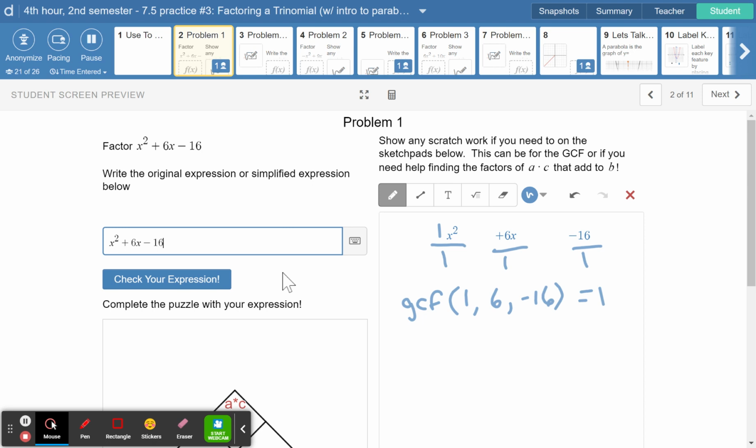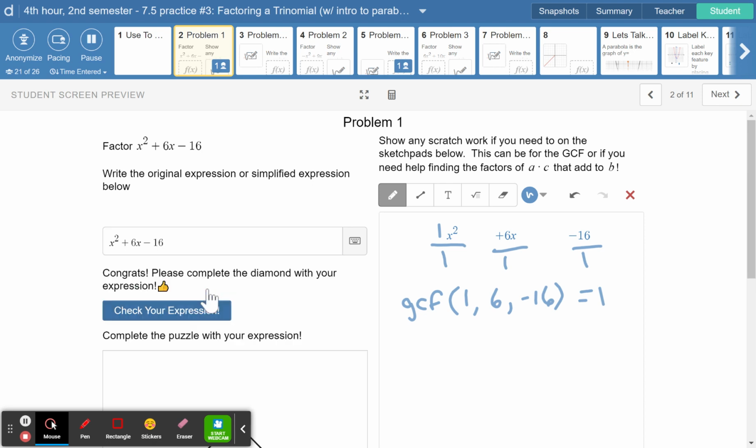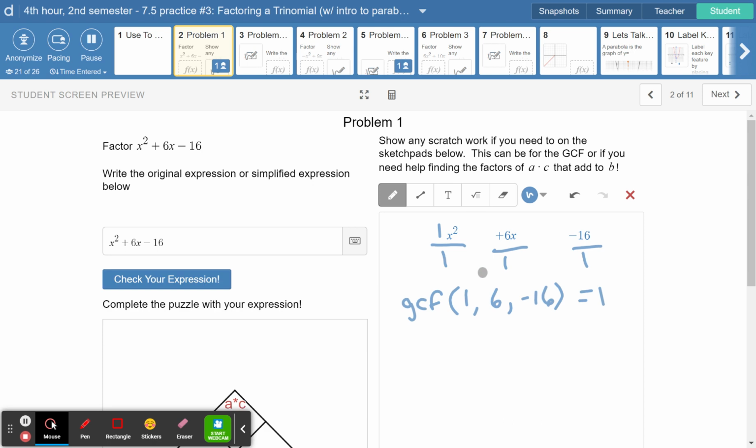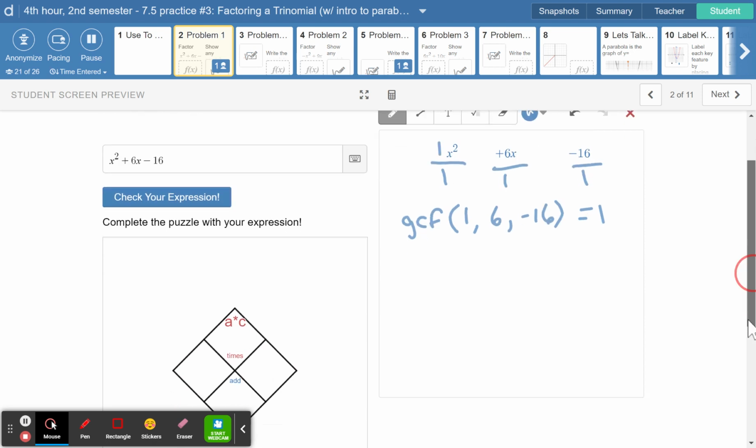Now, if it's any other number than 1, you have to change the trinomial. You have to divide it out. So if it's a negative 1, a negative 5, positive 6, whatever it may be, you have to divide it out. That's the whole point. So since this was just a GCF of 1, the original expression is fine.